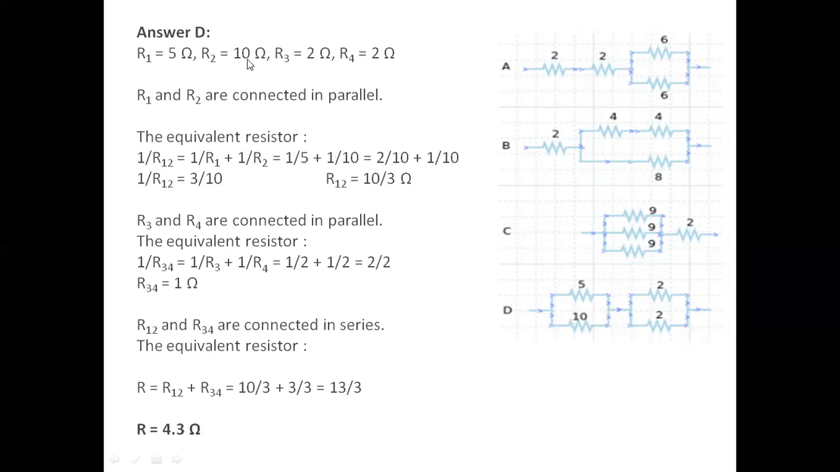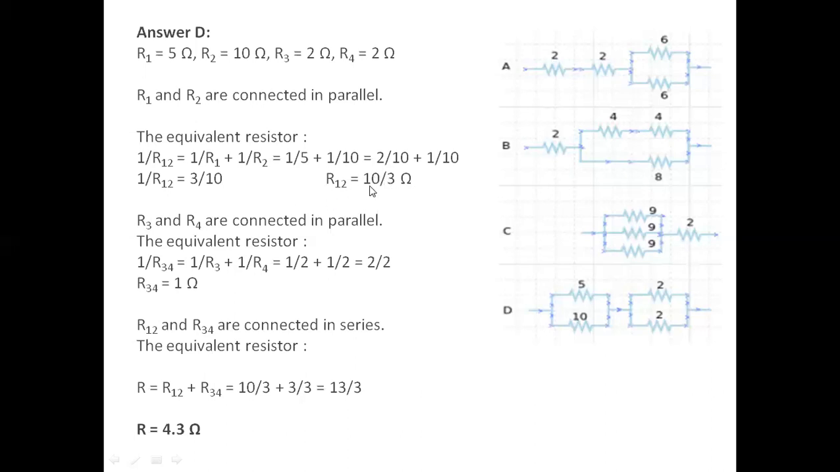You see here R1, R2, these are connected in parallel. So that is 10 into 5 by 10 plus 5, that is 50 by 15, or if you are taking it this way, that is the same value. The answer is the same only, 10 by 3. 10 by 3, 50 by 15, so 10 by 3.